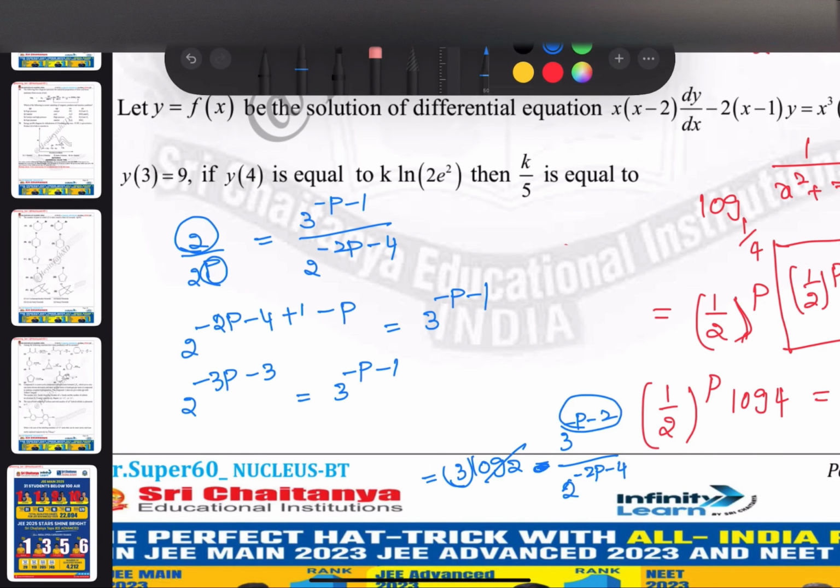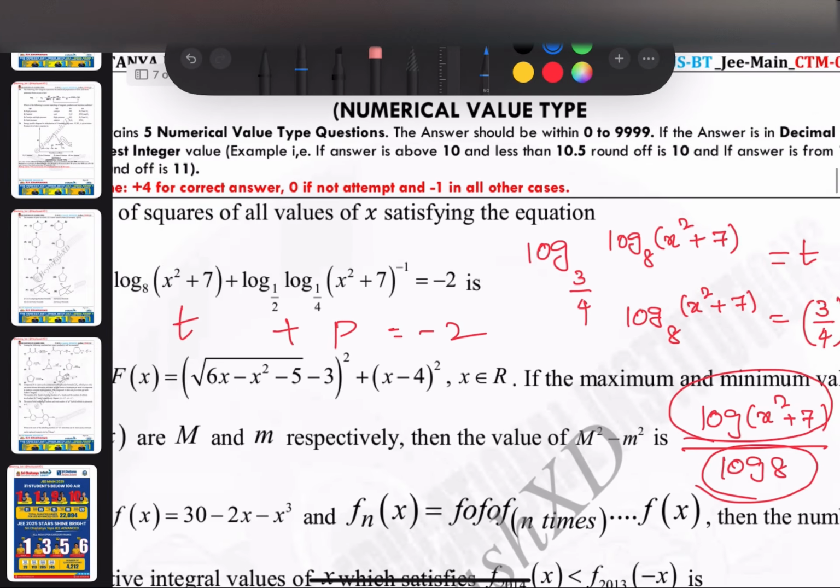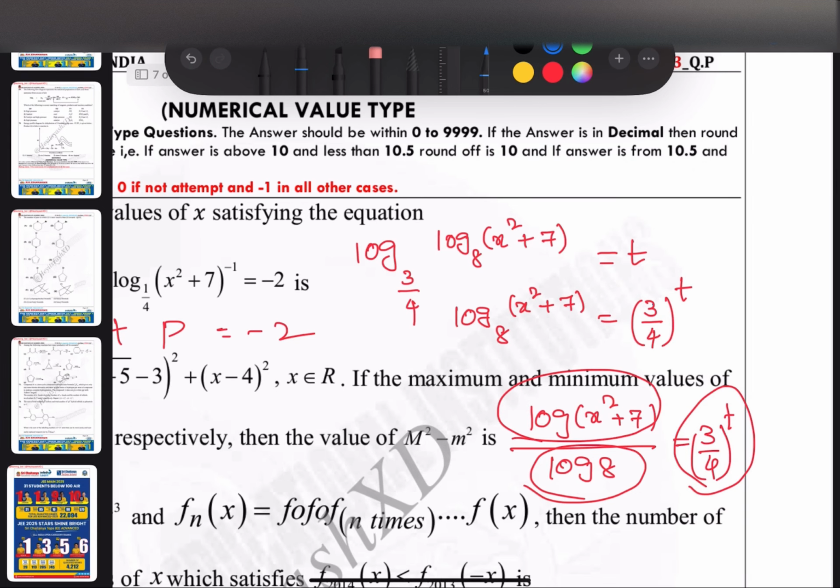Alright. So this is 8 power minus p minus 1 is equal to 3 power minus p minus 1. So when will 8 power something be equal to 3 power something? So when will this happen? This happens only when the powers are 0. So minus p minus 1 is equal to 0. Therefore p is equal to minus 1. So our p is minus 1.